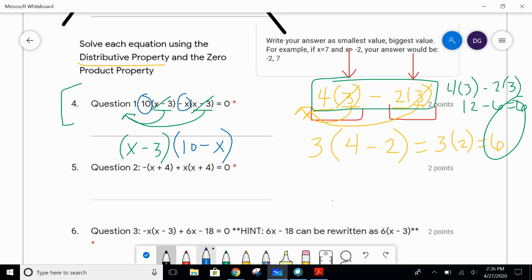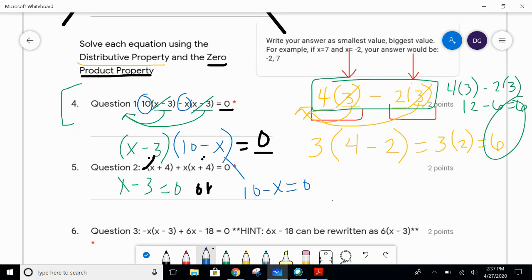From there, that's going to be equal to 0 still. And then we want to break it down into our two factors. Again, this is now using the zero product property. What the zero product property says is if we have some number, x minus 3, times another number, 10 minus x, and their product is equal to 0, we know that one of these two factors has to be equal to 0. So we're going to have two different options. We're either going to have x minus 3 is equal to 0, or 10 minus x is equal to 0.